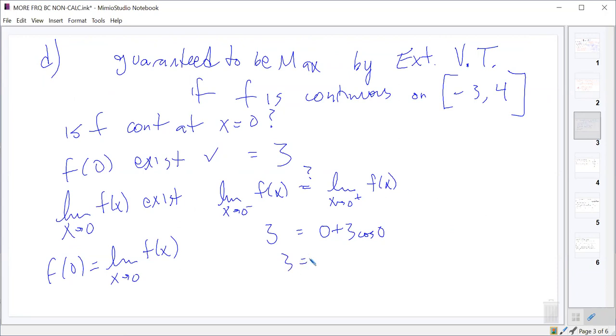Well, that'd be 3 equals 3. So the limit from the left was equal to the limit from the right. If those are the same, then that limit exists. And we found that that limit was 0. So the limit was equal to the value of the function. And therefore, yes, it is continuous.